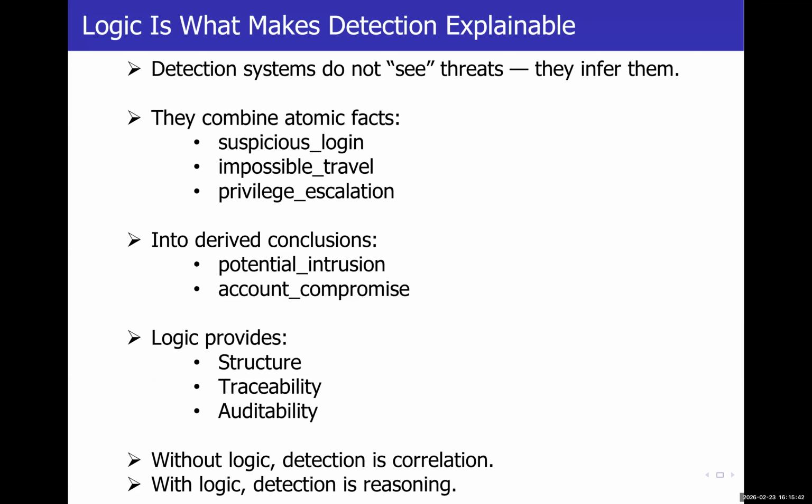Detection systems do not directly observe attacks. They observe signals and they infer conclusions. For example, suspicious login behavior combined with privilege escalation might lead to the conclusion that an account is compromised. Logic provides the structure for making that inference. It tells us exactly which conditions must be satisfied for an alert to occur. Without logic, detection is simply correlation between events. With logic, detection becomes structured reasoning that can be audited and explained.